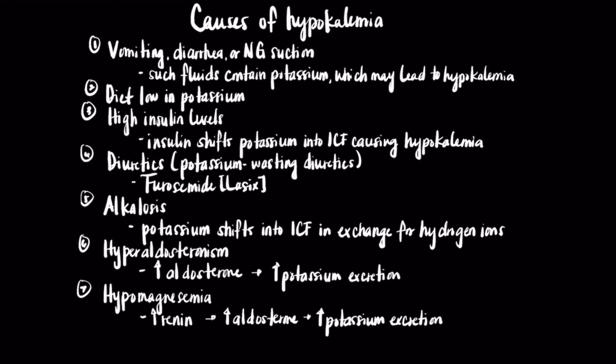Hyperaldosteronism can also cause hypokalemia. Aldosterone is a hormone that plays a role in reabsorbing sodium in the kidney while excreting potassium via the sodium-potassium pump. So when there is an increase in aldosterone, there is also a subsequent increase in the amount of potassium that leaves the body, ultimately causing hypokalemia. Low levels of magnesium can also cause hypokalemia, as low levels of magnesium cause an increase in renin, leading to an increase in aldosterone, which again ultimately leads to increased excretion of potassium from the body.